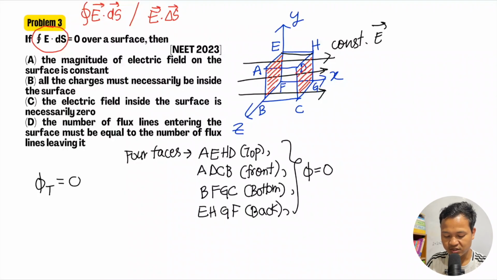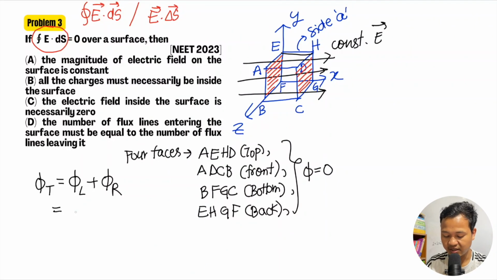So now total flux is due to flux on the left side plus flux on the right side, as the flux due to top, bottom, front and back is 0. Let's say this cube has a side of A. So it's a side A, and the left side face is A, E, F, B.